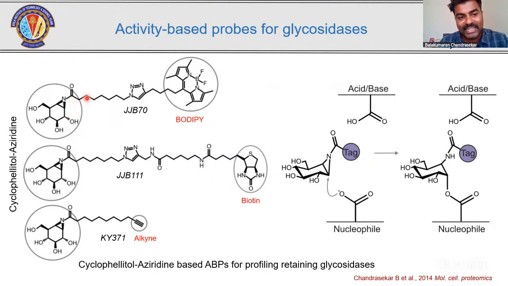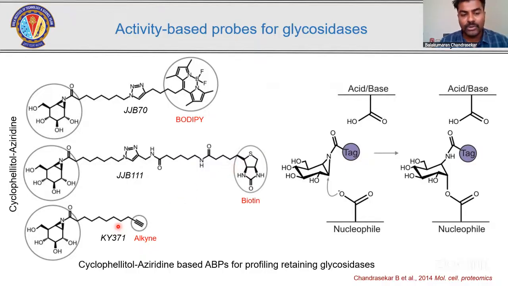The probe has a second element, which is called the linker. In this case, the linker is a triazole linker. The linker connects a particular reporter tag. JJB70 is a probe which has a reporter tag of BODIPY, so the proteins can be easily visualized by fluorescent scanning. BODIPY is a fluorescent tag, so whenever a protein is labeled, you can do in-gel fluorescent scanning and see which proteins are being labeled with the help of the BODIPY tag. And biotin is another tag. When the proteins have labeled particular active glycosidases, with the help of biotin you can pull down the proteins and identify those glycosidases with the help of mass spectrometric analysis.